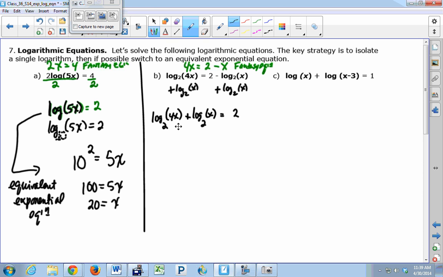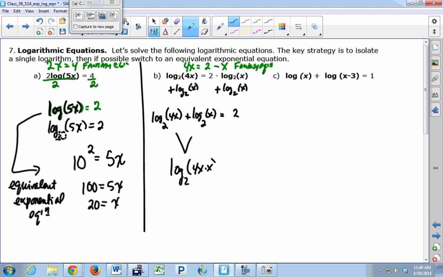How do I put these two logs that I'm adding together into a single log? When do I add my logs? When do I add my exponents? The bases are equivalent. So what do I do to the 4x and the x, and how do I combine them? Nope. Multiply. When I multiply exponential expressions with the same base, I add exponents. That's what you recall. Here you're adding exponents. So your original numbers were being multiplied, your 4x and x.